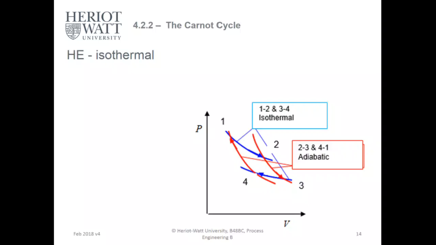So for the heat exchanger, the process is isothermal, because you're assuming your temperature remains constant. You're constantly removing that heat, so the temperature is constant. So it's only your Q that is changing here. You're removing the Q in the heat exchanger. The other two remain adiabatic.